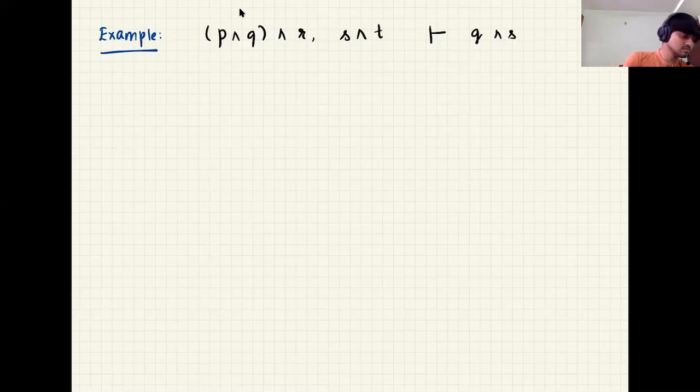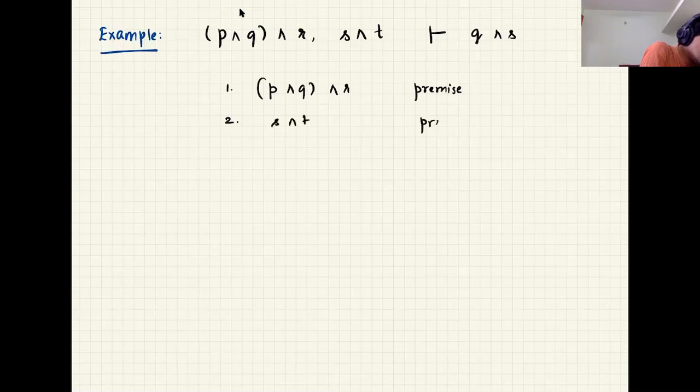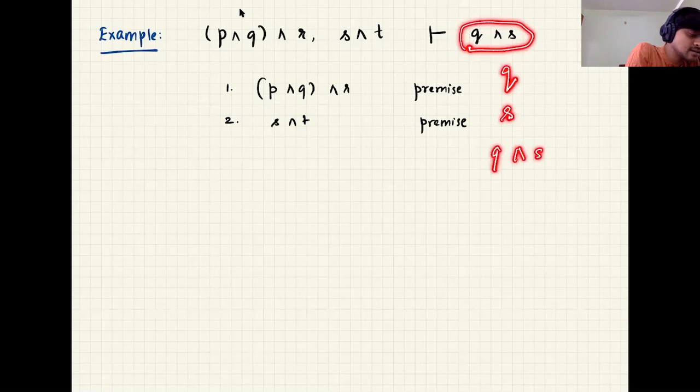So let's try to give a proof. You just check if it matches with whatever you have. So first, as a first thing, let me write the premises. P and Q and R is a premise. Secondly, S and T is a premise. Note that finally we want Q and S. To get Q and S, I need to have derived Q, I need to have derived S, and then I can apply the AND introduction to get Q and S. So now I have to see how do I get Q and how do I get S.